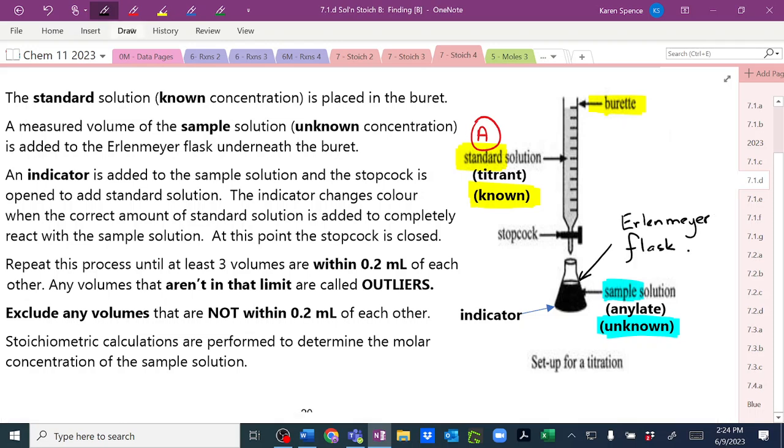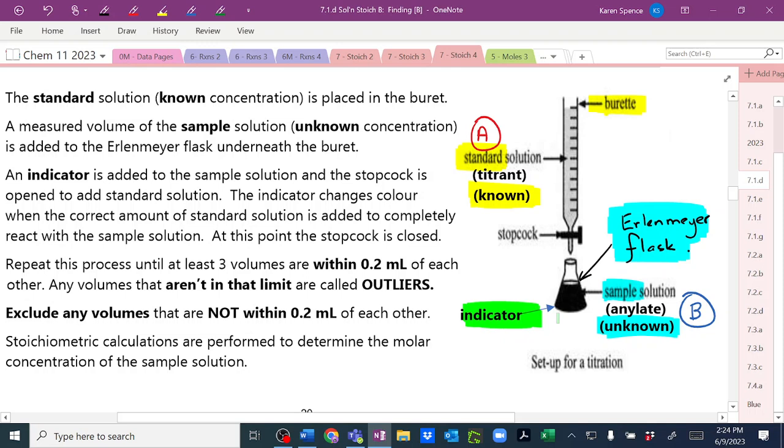Okay? So normally the sample goes in the Erlenmeyer flask. So that is substance B. And the other thing that goes in the Erlenmeyer flask is the indicator, yes. So basically at that point, we drippy, drippy, swirly, swirly.